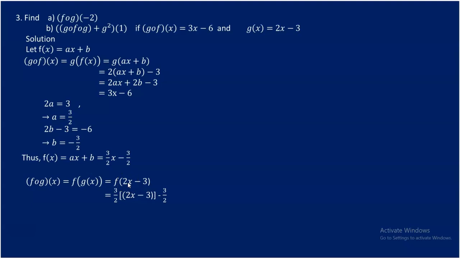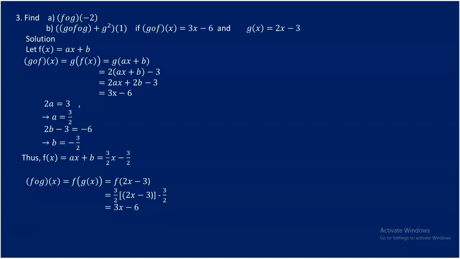So doing that, we make this: 3 over 2, look, 2x minus 3 is directly substituted. Then minus 3 over 2 comes here. Let's simplify. 2 cancels 2, then 3x can come. Here minus 9 over 2 can follow. Minus 9 minus 3 is minus 12 over 2, which is minus 6. So finally you will obtain f∘g of x to be 3x minus 6.